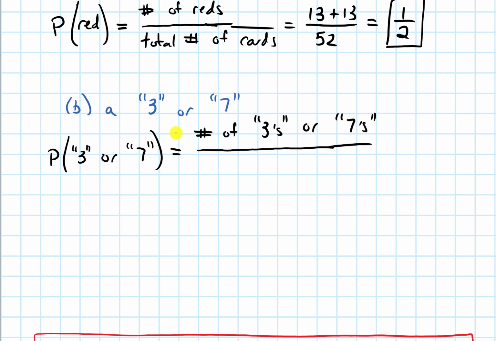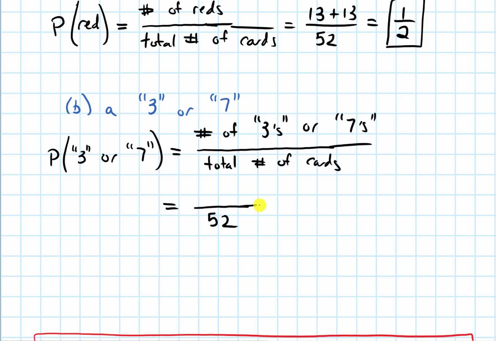And on the bottom, again, I put the total number of outcomes. In this case, the outcomes are the different cards I could get. So total number of cards. So I know the denominator is 52. There's 52 total cards. We had written that down before as well in part A.